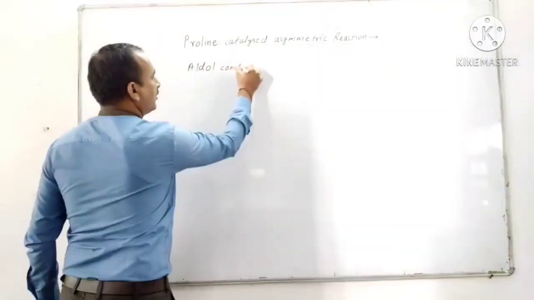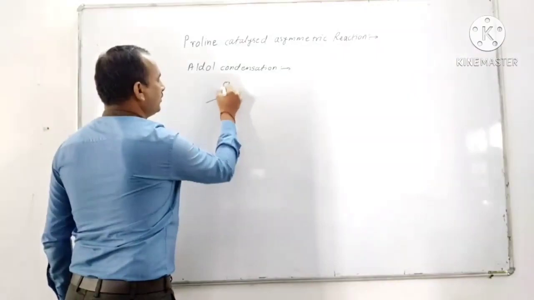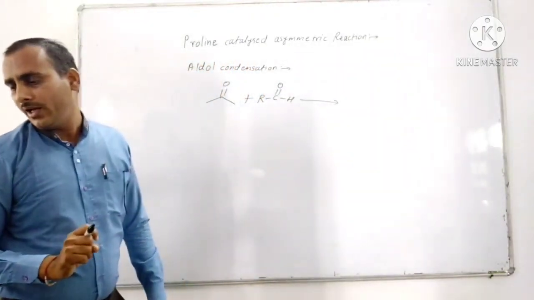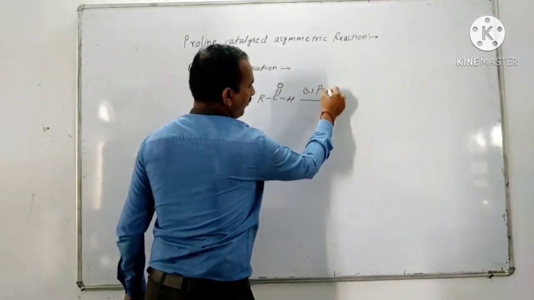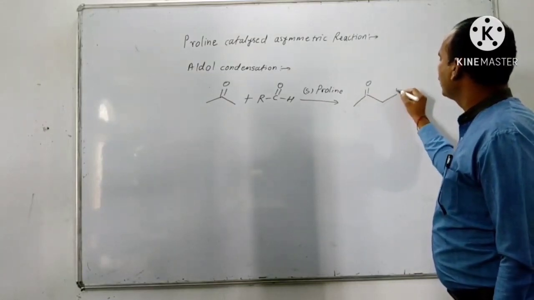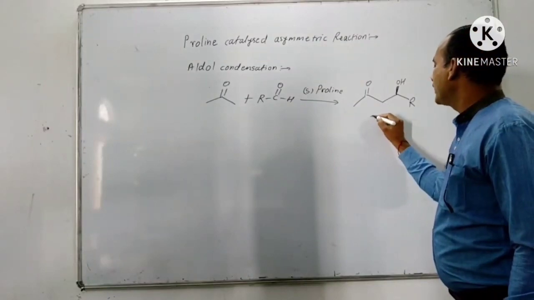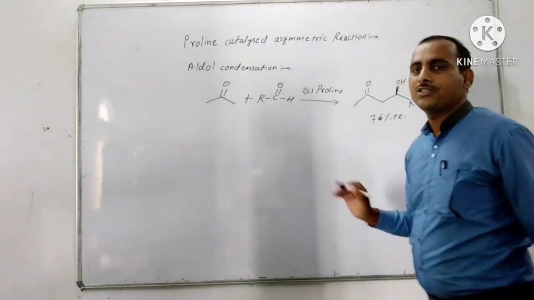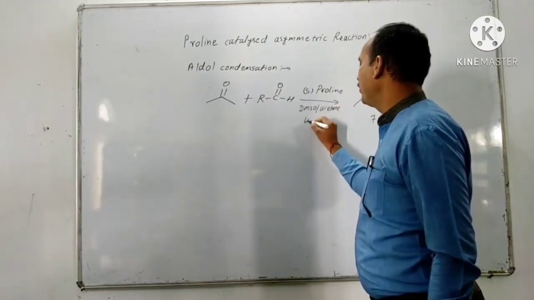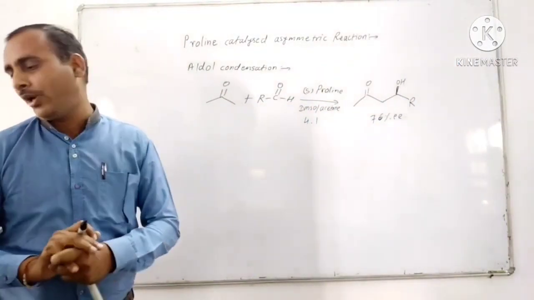Aldol condensation by using the proline catalyst. So let's see the example. Acetone reacts with an aldehyde in the presence of the catalyst S-proline, and it gives this product as the major product, with 76% enantiomeric excess, in DMSO and acetone as solvent in a 4:1 proportion. Okay, so let's see how the product is obtained as the major product.